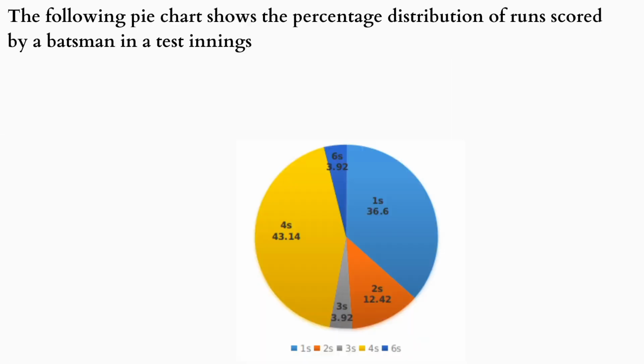Okay, so the next pie chart shows the percentage distribution of runs scored by a batsman in a test innings. So he scored a number of sixes. The percentage of sixes is 3.92, and this is not a degree distribution, this is a percentage distribution. Okay, so his score in number of ones is 36.6%, and number of fours is 43.14%. So in twos and threes, okay.